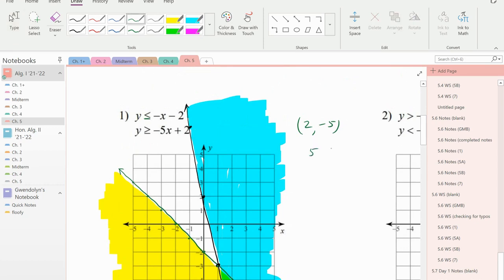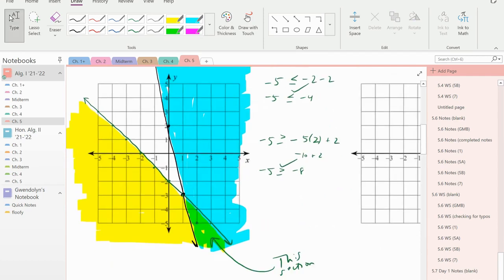Is the y less than or equal to the opposite of x minus 2? Is negative 5 less than or equal to negative 4? It sure is. Is the y greater than or equal to negative 5 times x plus 2? It sure is. So the actual solution is that green part.